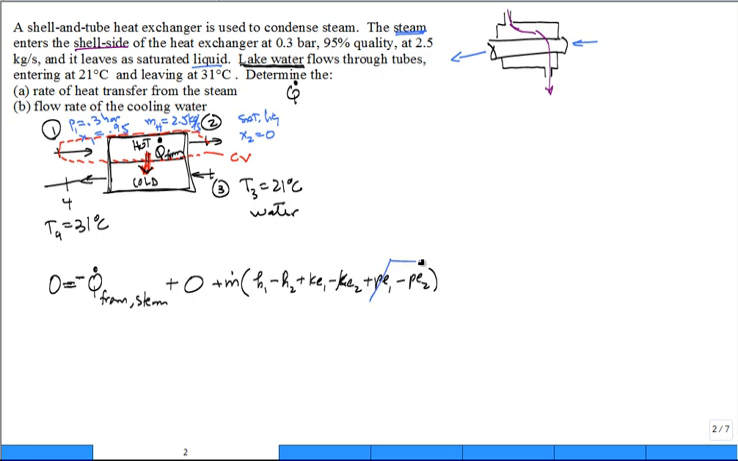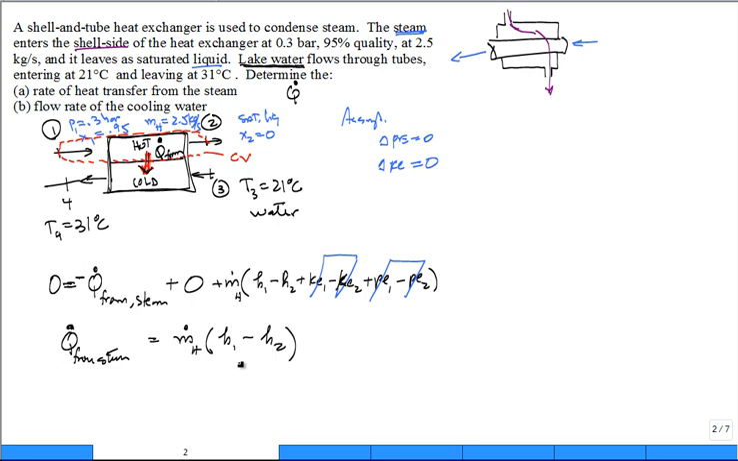The changes in potential energy, nobody told me, but they are negligible, so I would assume that. I should maybe just be clear about it, say over here, here's my assumptions. The changes in potential energy are 0. Changes in kinetic energy, I'm just going to assume are negligible. So this all boils down to the rate of heat transfer from the steam is equal to the mass flow rate of the hot fluid, the steam, through the system times h1 minus h2. It comes in with high enthalpy, goes out with lower enthalpy. And you just have to get the enthalpy at 1.